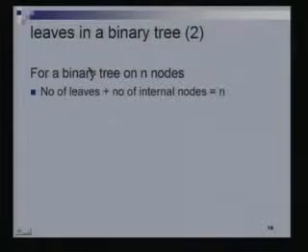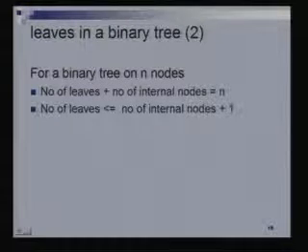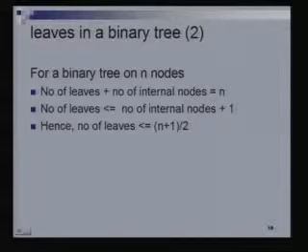So let's look at that. For a binary tree on n nodes, the number of leaves plus the number of internal nodes is n, because every node is either a leaf or an internal node. And we also just saw that the number of leaves is less than or equal to the number of internal nodes plus 1. So I'll just rearrange this. This implies that the number of leaves is less than or equal to (n plus 1) by 2.